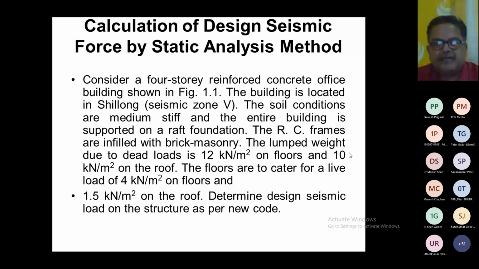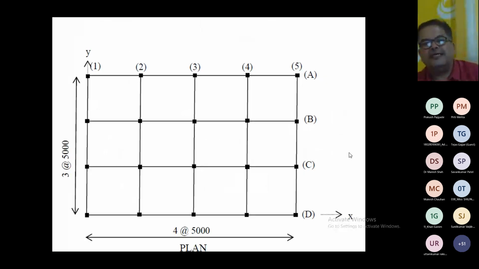The soil conditions are given. The entire building is supported on raft foundation. The RC frames are filled with brick masonry, so infill walls are there. The lumped weight due to the dead load is 12 kN per square meter on the floor and 10 kN per square meter on the roof. The floors are to cater for a live load of 4 kN per square meter on the floor and 1.5 kN per square meter on the roof. Determine the design seismic load as per the code.